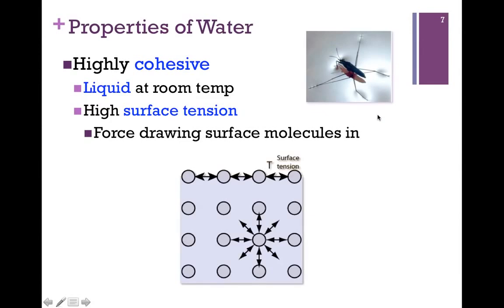So what this means in the case of our water strider at the top of the screen is that he can float on the surface of the water, and that's because the weight of his body is less than the strength of the interactions of those surface water molecules.